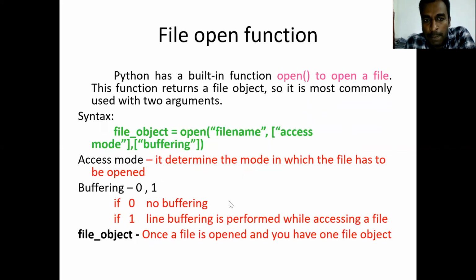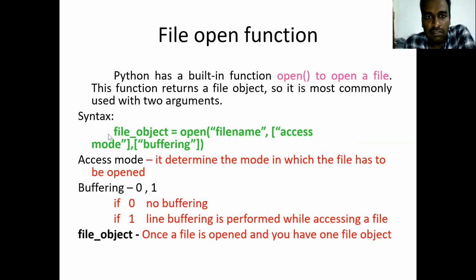These are the operations. First one, file open. How do we open a file in Python? There is a built-in function called open. This function returns a file object. It is most commonly used with two arguments: the access mode and buffering. Access mode means whether it is opened in read mode or write mode, and buffering means either 0 or 1.